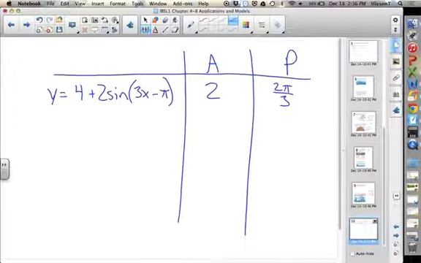Yeah, I think you said it. This is b, right? Yeah. And the period is always 2 pi divided by whatever b is. In this case, 3. Okay.